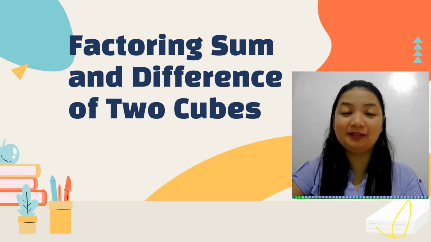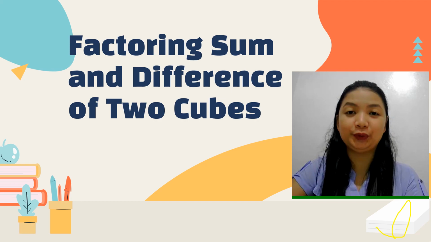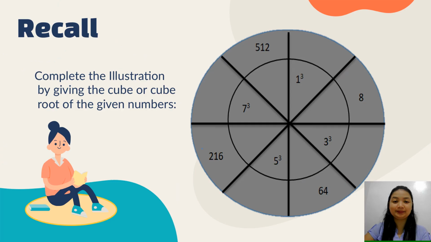So before we have any discussion, let us recall about getting the cube and cube root of a number. In the illustration given, let us complete it by getting the cube root and cube of a number. Say for example, 1 cube. So what is 1 cube? To do this, we multiply 1 thrice by itself. So that will be 1 times 1 times 1, which is actually equivalent to 1, correct.